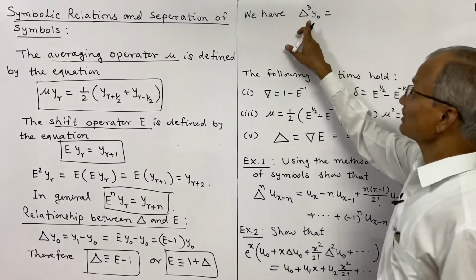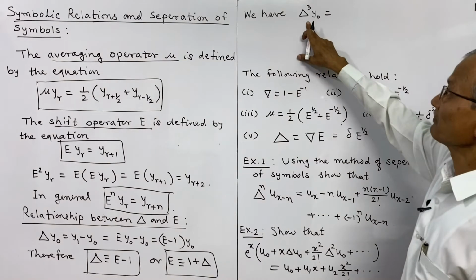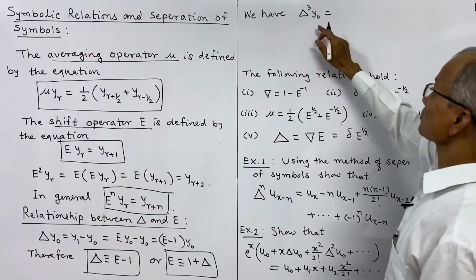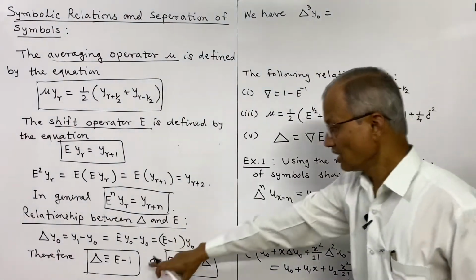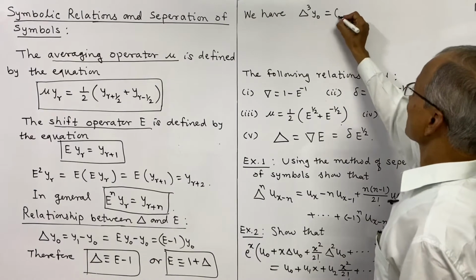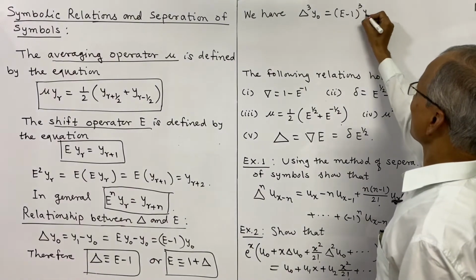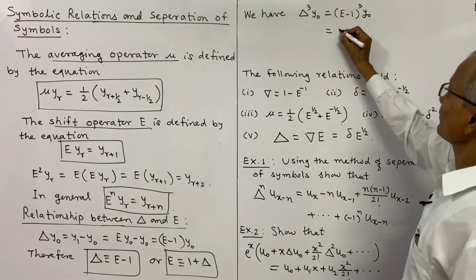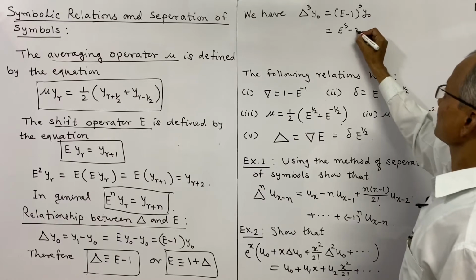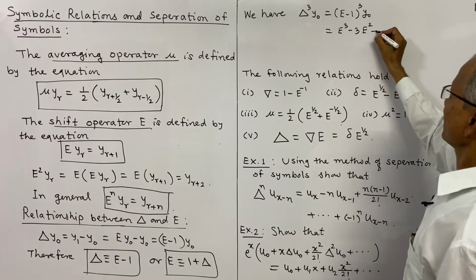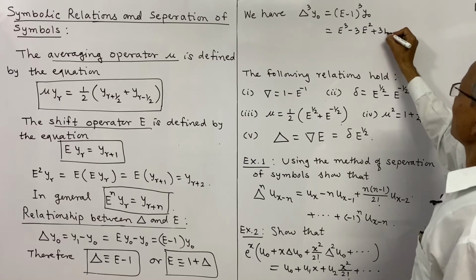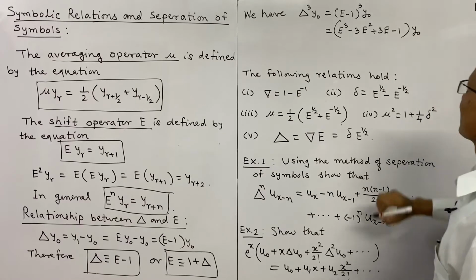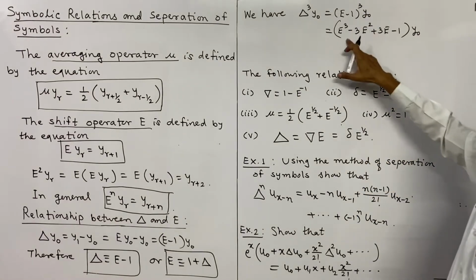So if you want to find the third order forward difference of y naught, we have obtained this in the last lecture. This can be obtained using the relation. So delta cubed y naught we can write as (E minus 1) cubed on y naught, and this can be expanded. What is (E minus 1) cubed? We have E cubed minus 3E squared plus 3E minus 1 over y naught, by cubic expansion of this.